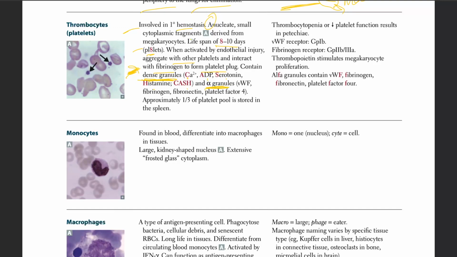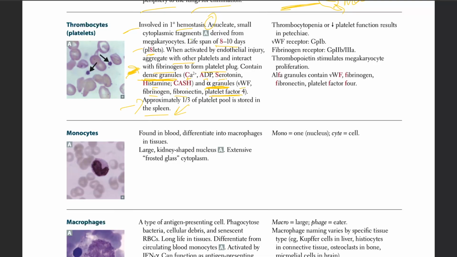Dense granules contain calcium, ADP, serotonin, and histamine. Alpha granules contain von Willebrand factor, fibrinogen, fibronectin, and platelet factor 4. Approximately 1/3 of the platelet pool is stored in the spleen.